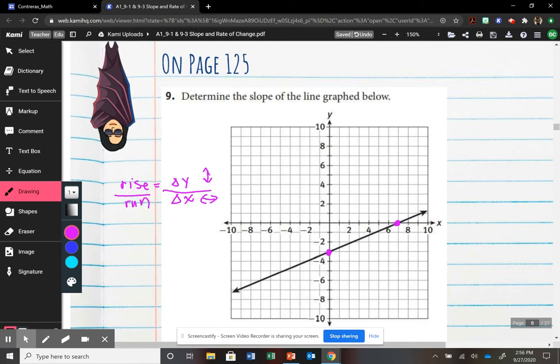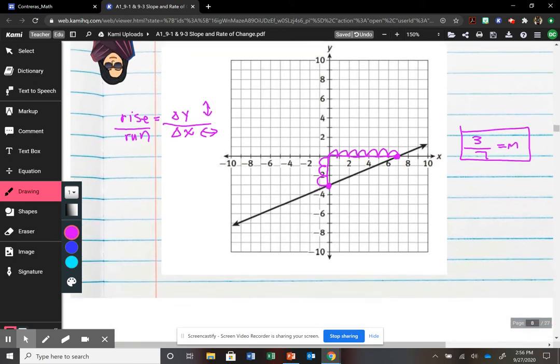All right, so how much did I rise? So it's kind of like this. So here I can just count 1, 2, 3. 3 is my change of y. 1, 2, 3, 4, 5, 6, 7 is my change in x. So my slope is 3/7. Yay. Okay.